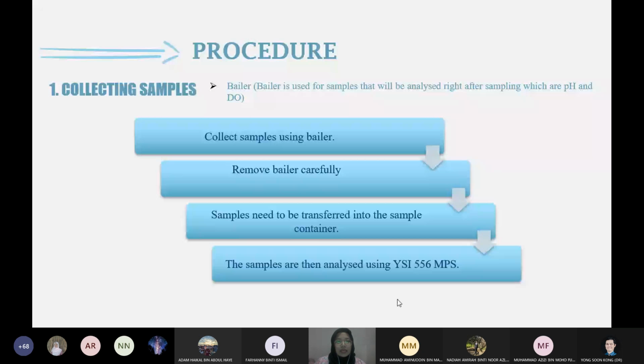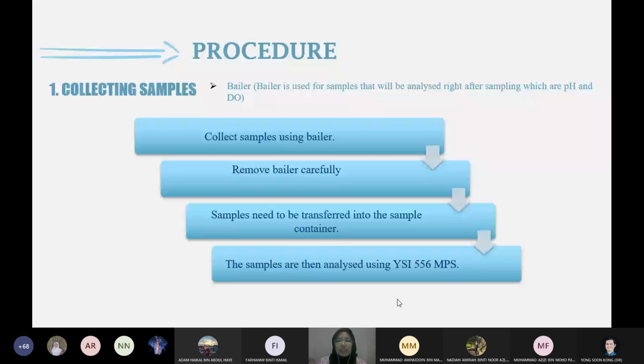Firstly, collecting samples. In this procedure, there will be two equipment that will be used separately according to the type of sample. First is baler. Baler is used for sample that will be analyzed right after sampling, which are pH and DO. So for the procedure, collect sample using baler by fully submerging it into the tube well. Then remove the baler carefully from the water and quickly bring to the surface. Samples need to be transferred into the sample container, and last, the samples are then analyzed using the YSI 556 MPS.